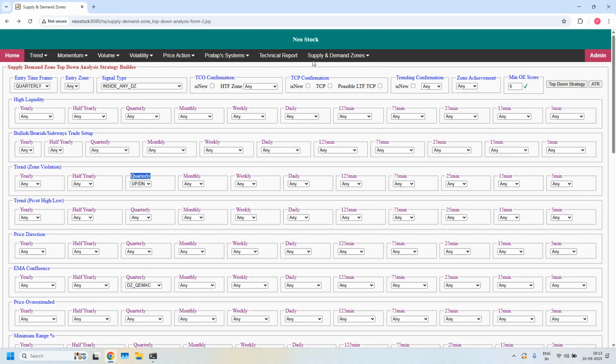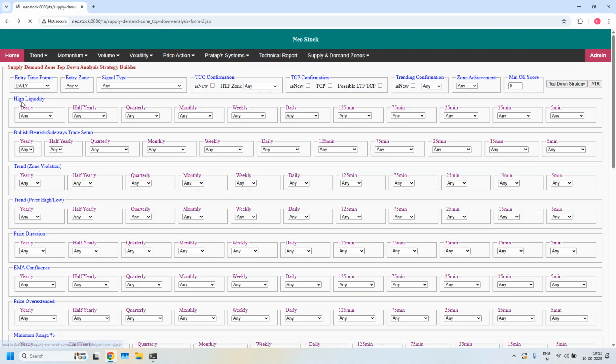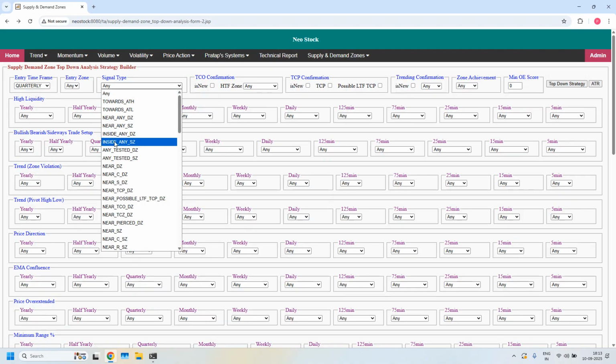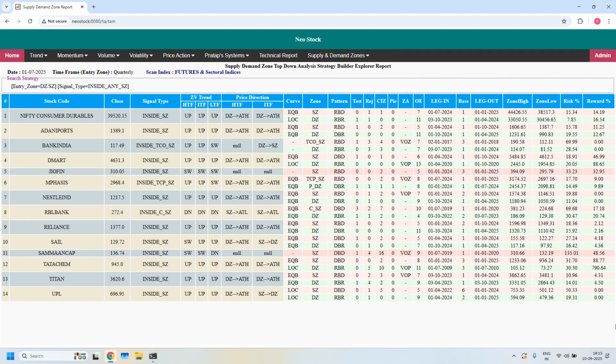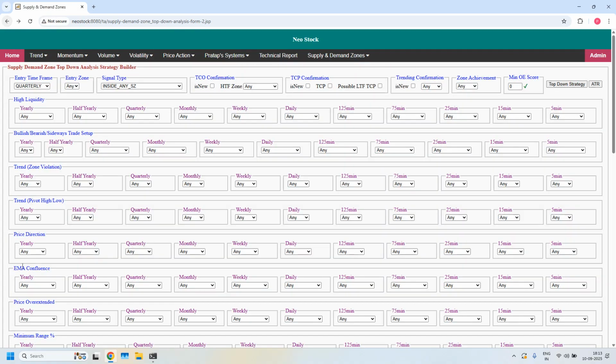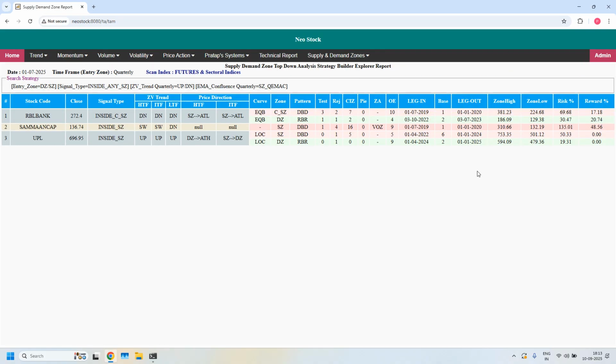Next, price closed inside the quarterly supply zone. We got 14 stocks. We can further filter this list based on the quarterly supply zone having quarterly EMA confluence, and also the trend on the quarterly should not be sideways. We got 3 stocks.